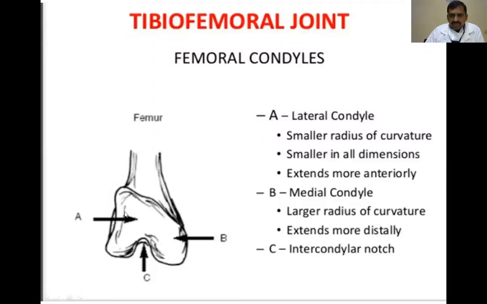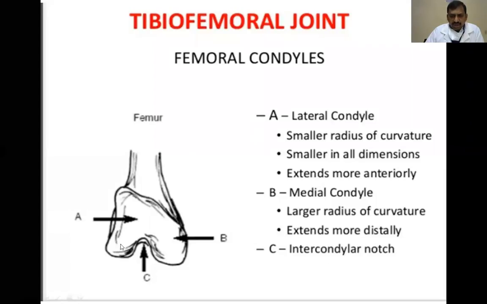The lateral condyle is smaller in radius of curvature, smaller in all dimensions, and extends more anteriorly. The medial condyle is larger in radius and extends more distally. This is the intercondylar notch.